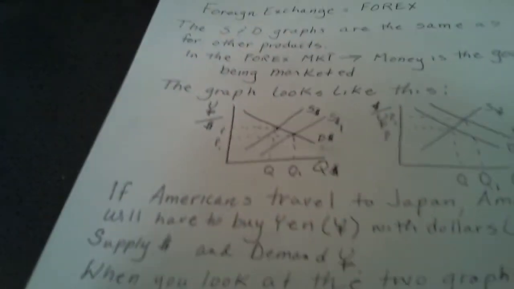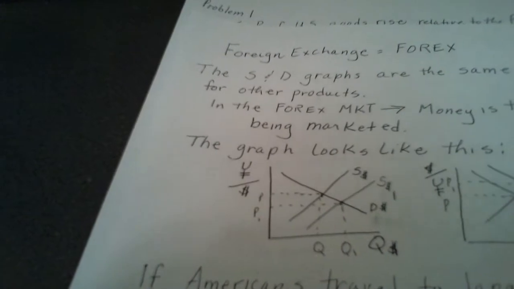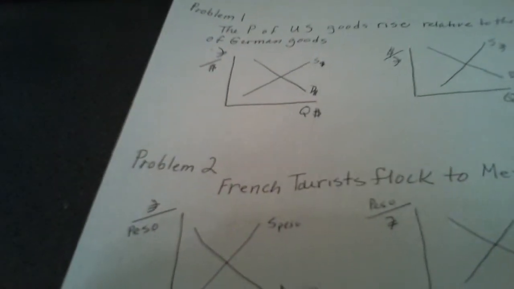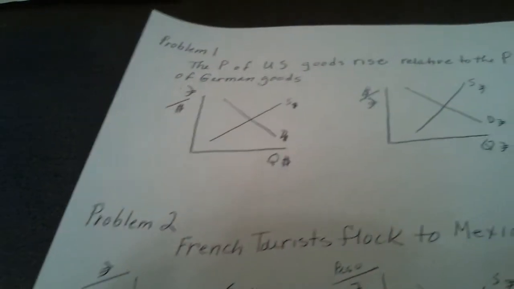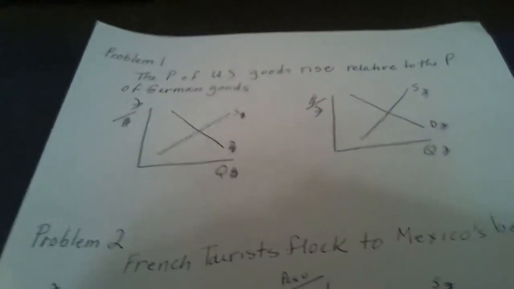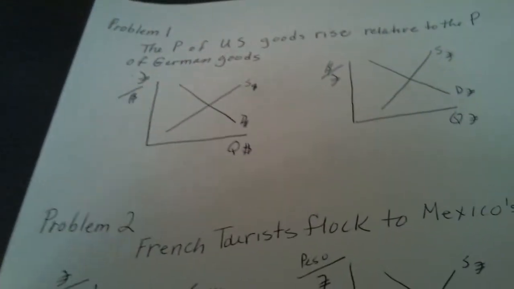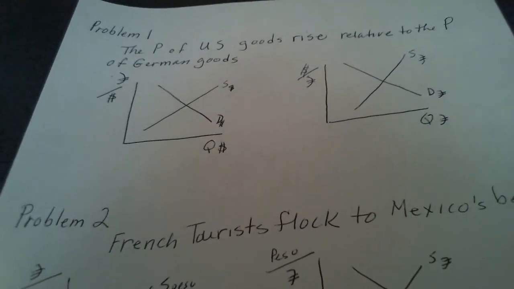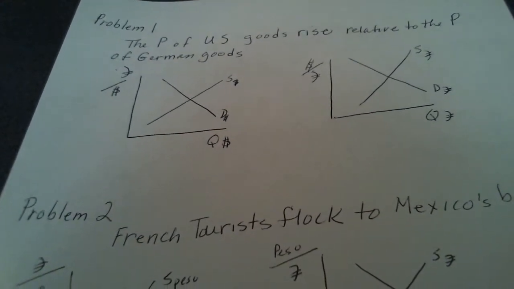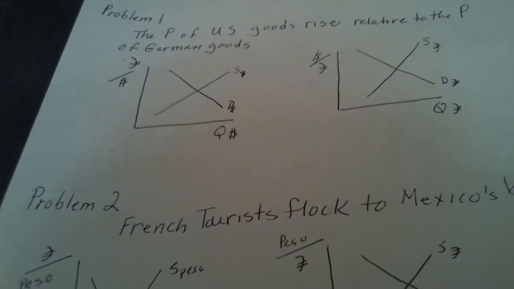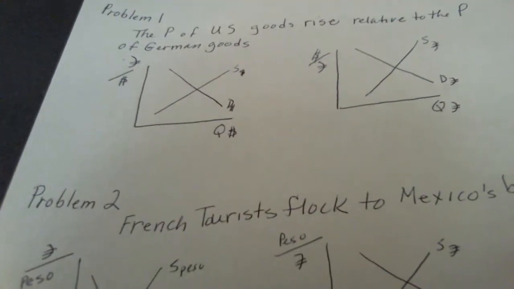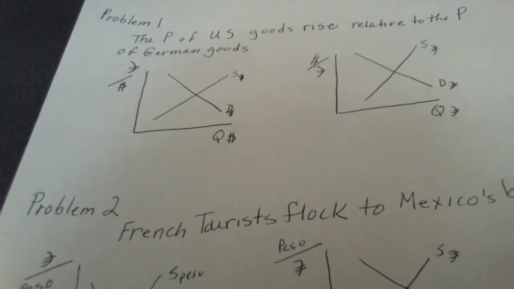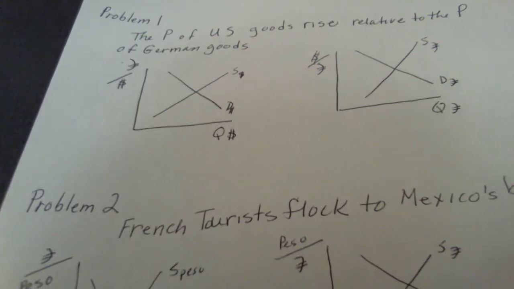So now where does that take us to? Let's take a look at two problems. Okay? I'd like you to try problem number 1. Problem number 1 says, the price of U.S. goods rise relative to the price of German goods. Remember, German goods are sold in terms of euro.